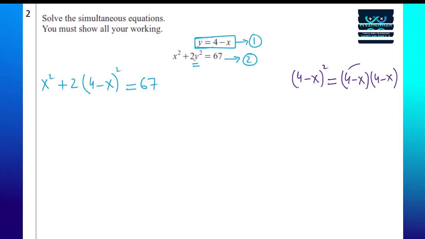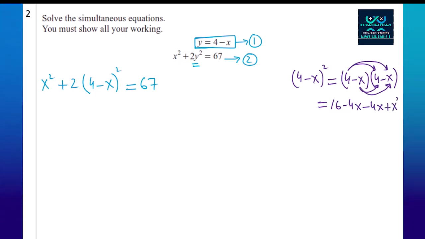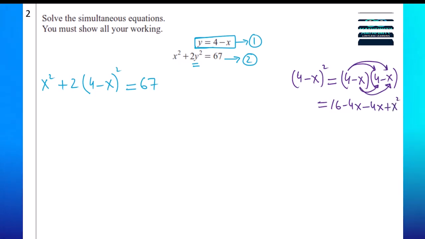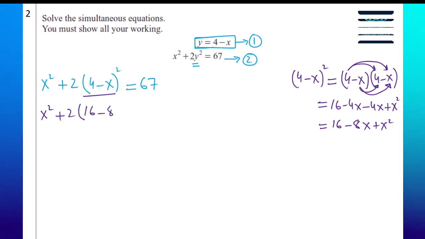You have to expand now. This 4 will multiply this and this, so we will write here 16 minus 4x. And now negative x you have to multiply with this and with this one, so negative 4x and positive x squared. You have to add or subtract the like terms. So 16 minus 4x minus 4x is minus 8x, plus x squared. This answer we will write here: x square plus 2 times (16 minus 8x plus x square).